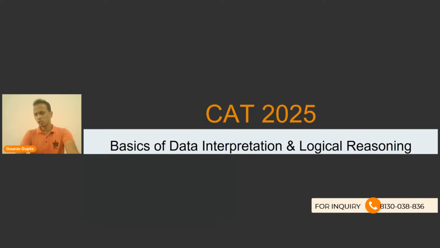Now, this set is not taken from any of the previous year CAT papers, right? But it is made on the similar level of difficulty that you are going to see in your actual CAT exam, right? And this is a typical data interpretation set based on some of the concepts of arithmetic, right? So let's have a look at the complete set of information for this set.